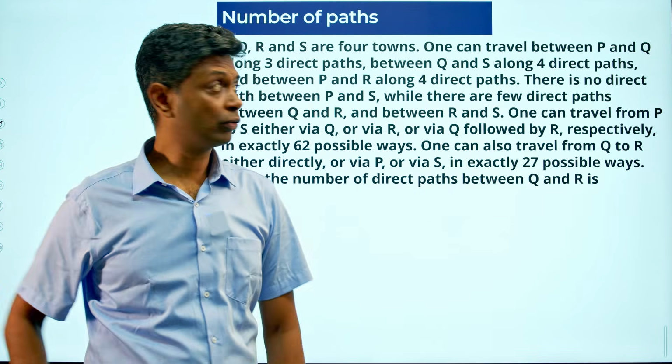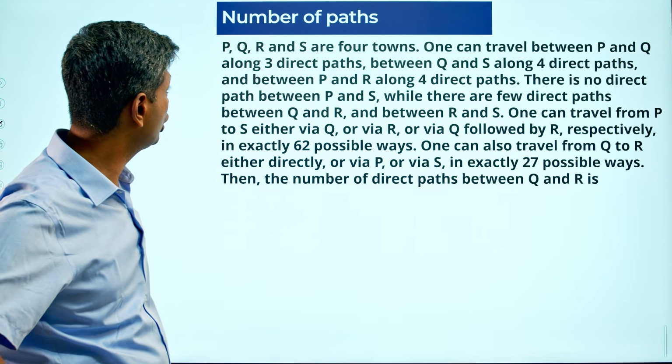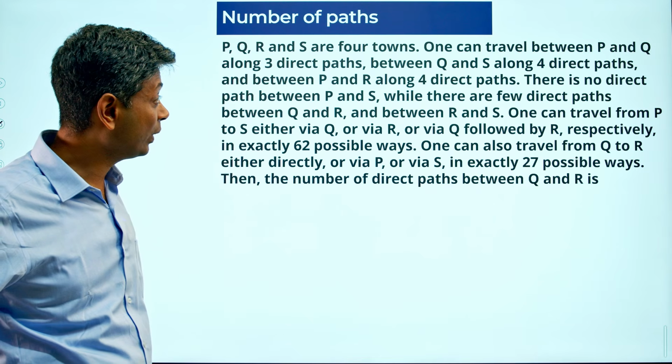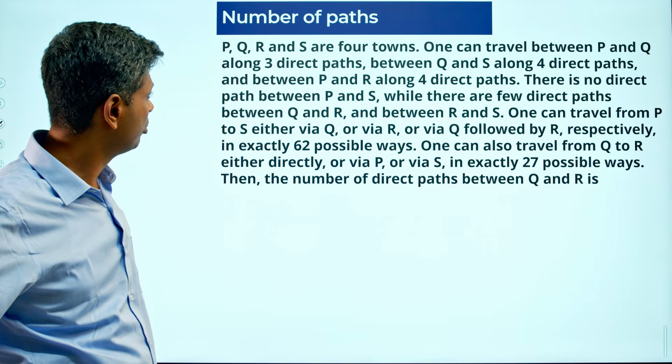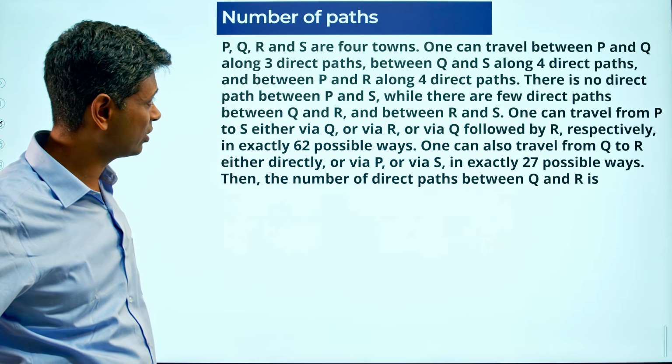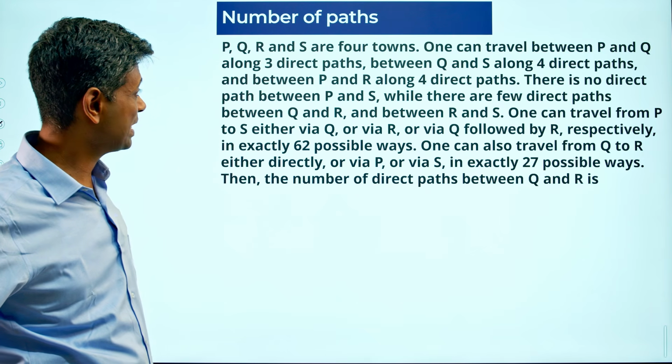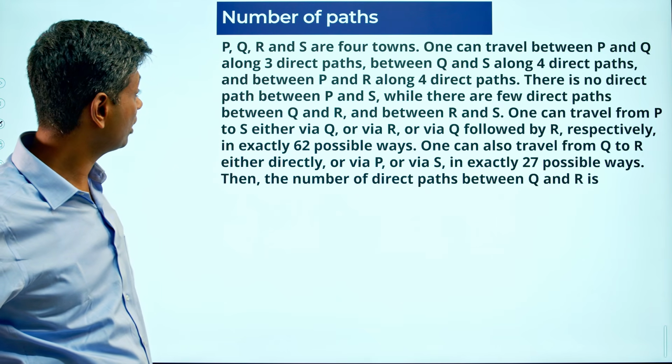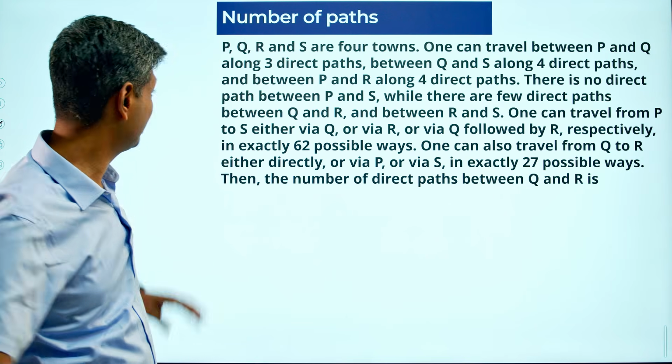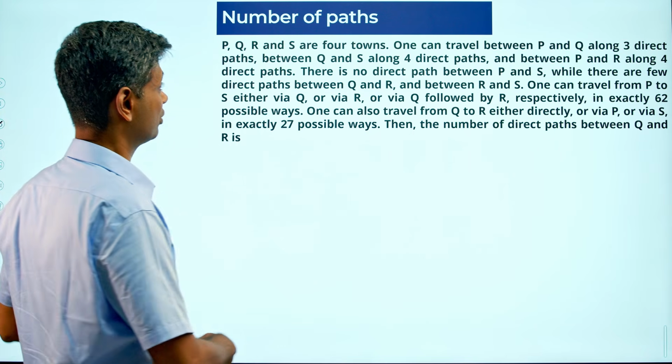P, Q, R and S are 4 towns. One can travel between P and Q along 3 direct paths, Q and S along 4 direct paths, between P and R along 4 direct paths. There is no direct path between P and S. Well, there are a few direct paths between Q and R and between R and S. And so, nice and complicated. I'm going to mark this down.